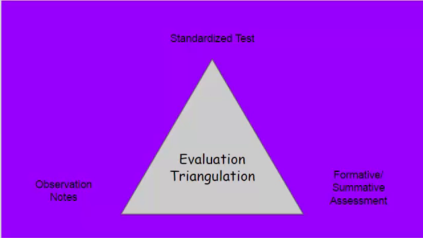This is called an evaluation triangle. In the evaluation triangle, there are standardized tests, formative, summative assessments, and observation notes. It's important to remember that we don't only use one of these in this triangle to grade a child. We need to use all of them, but we need to take into consideration how all the students learn and which is going to be an easier way to judge whether the student does or does not know what they are doing.